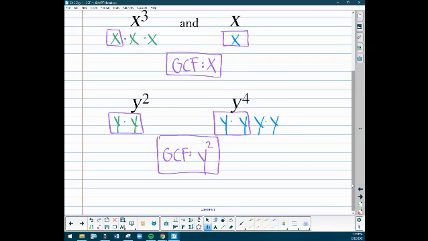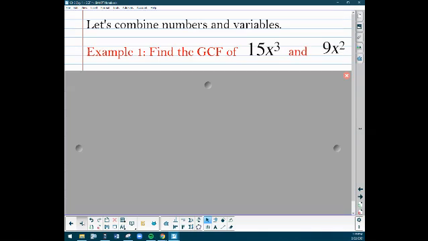Okay? Hopefully, as we go on, you'll get a little bit more used to variables and numbers and finding the GCF, because it might be a while since you've done that. So let's combine something with numbers and variables. So remember, these are monomials.